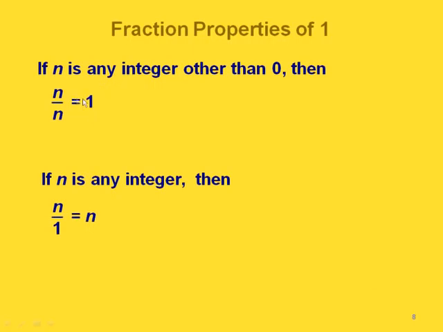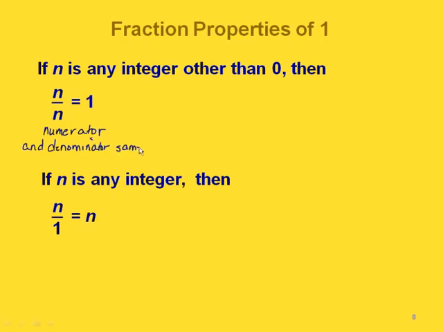So we're going to look at properties that have to do with 1 and that have to do with 0. If n is any integer other than 0, then if we have a fraction that looks like n over n, where the numerator and the denominator are the same, that just gives us 1. So all we're saying here is that if the numerator and the denominator are the same, then we get 1.